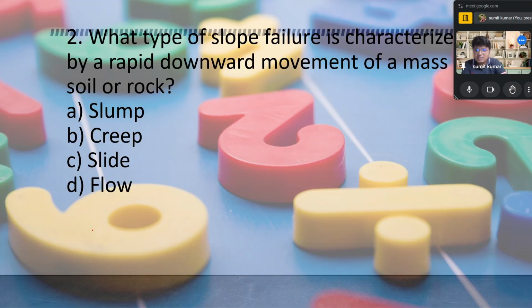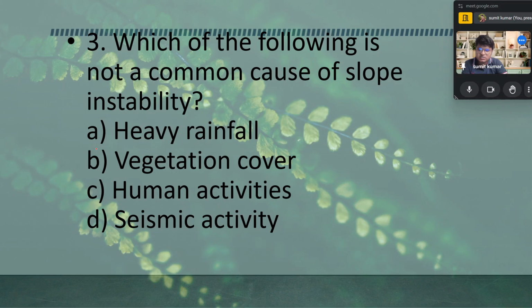Yes. Now the next question: which of these slope failures is characterized by a rapid downward movement of a mass of soil or rock? Rapid drawdown. So whether it is slump, creep, slide, or flow. I think flow. Sorry, slide. Okay, slide it is. I have not revised it, so maybe I got a little confused. If it is slides, it's okay, no problem.